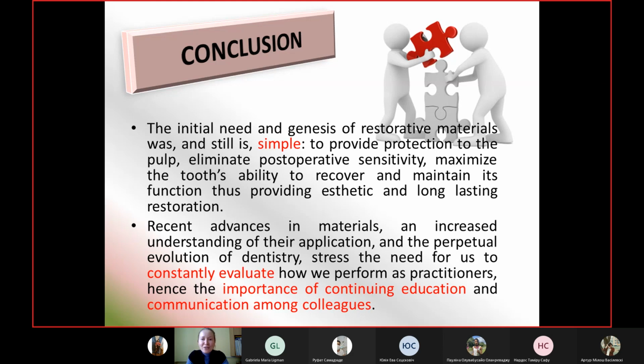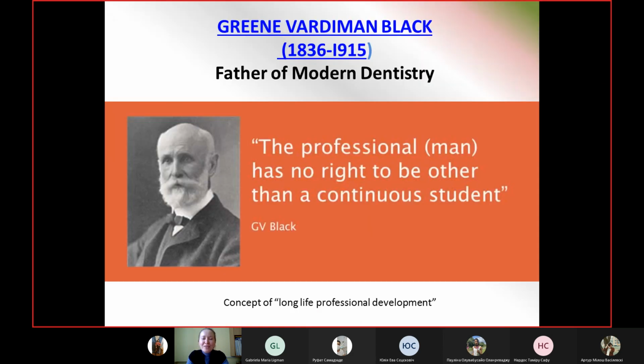And from this conclusion, I want to give you such a phrase by the father of modern dentistry, Greene Vardiman Black. He said, the professional has no right to be other than a continuous student. And think about this phrase in view of constant lifelong professional education and development.